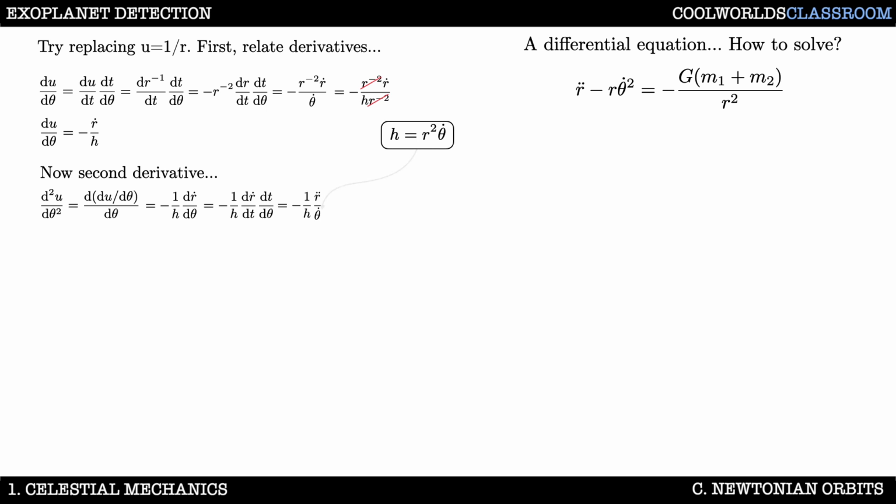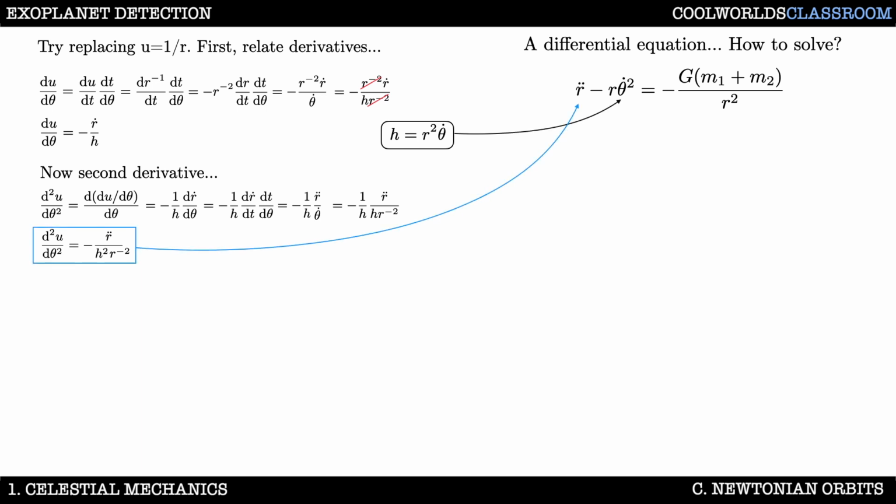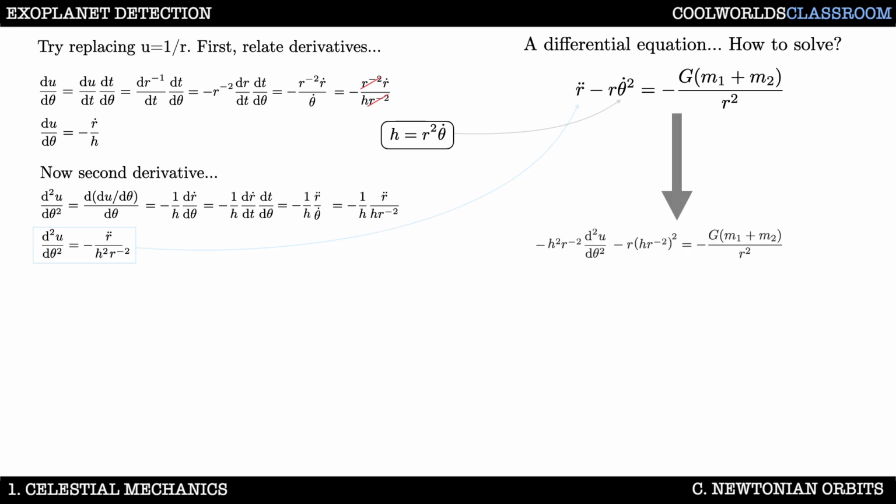Let's use the same trick from before to remove the theta dot by writing in terms of h. Plugging in directly gives us this, which then simplifies to this equation. We're now ready to plug this into our differential equation. Replacing r double dot with this rearranged equation, and similarly getting rid of the theta dot with h once again, we obtain the following differential equation in u.